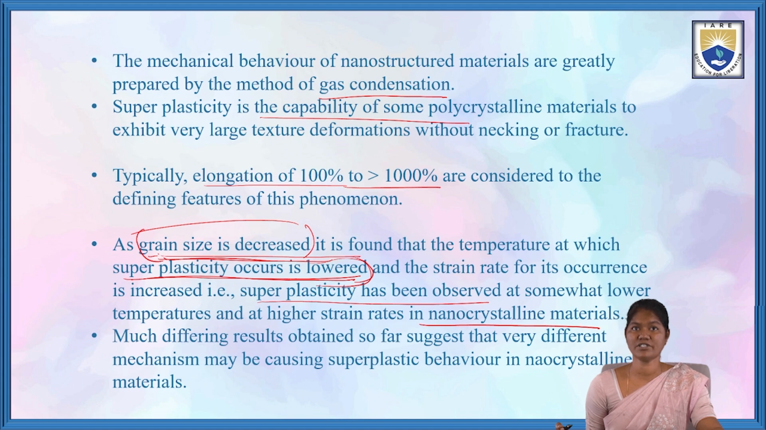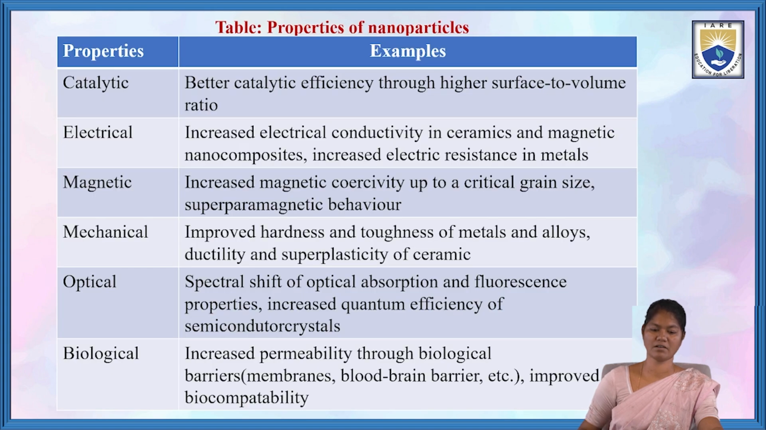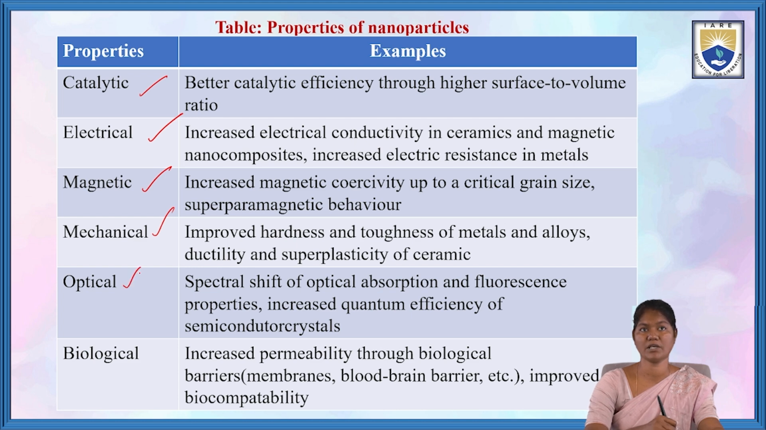The differing results obtained so far suggest that very different mechanisms may be causing superplastic behavior in nanocrystalline materials. So these are the properties of nanoparticles: catalytic properties, electrical properties, magnetic properties, mechanical properties, optical, and biological.